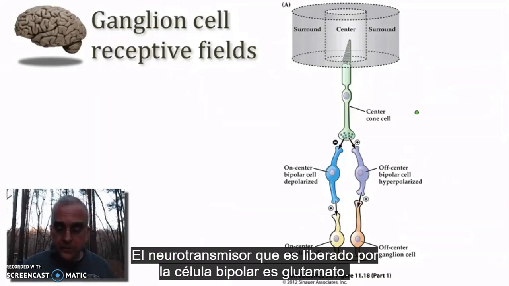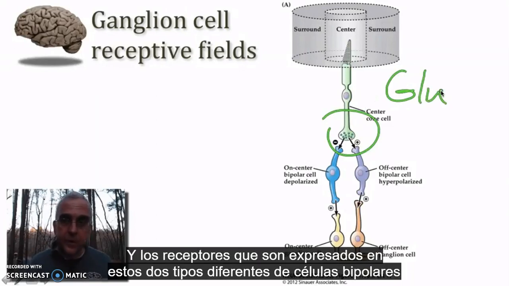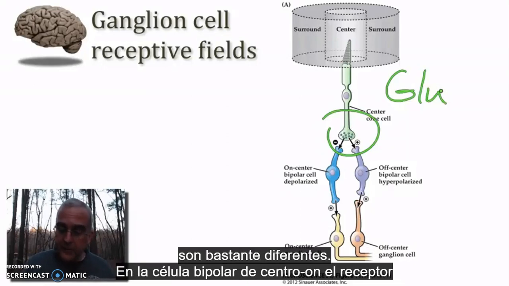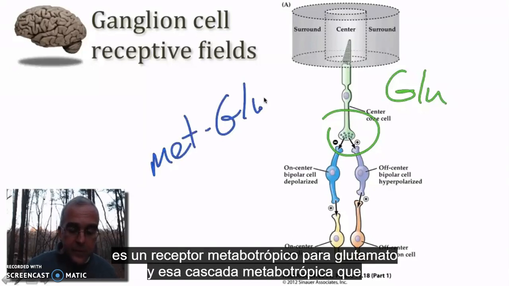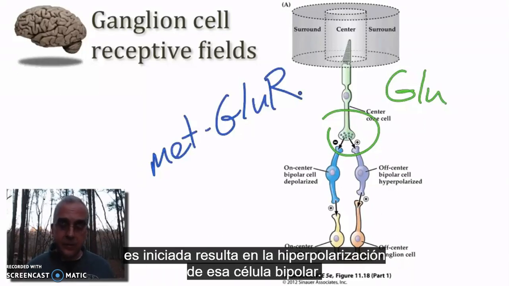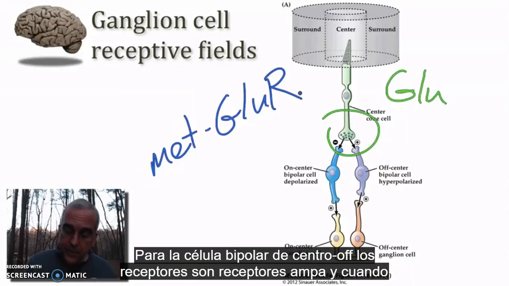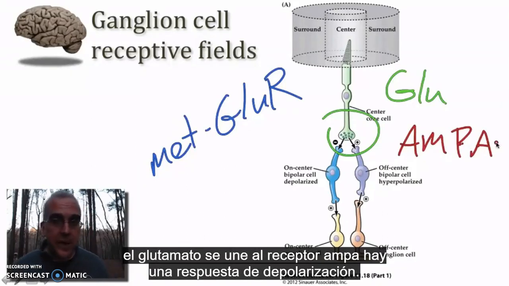So the neurotransmitter that's released by the bipolar cell is glutamate, and the receptors that are expressed on these two different types of bipolar cells are quite distinct. In the on-center bipolar cell, the receptor is a metabotropic receptor for glutamate, and that metabotropic cascade that's initiated results in the hyperpolarization of that bipolar cell. For the off-center bipolar cell, the receptors are AMPA receptors.